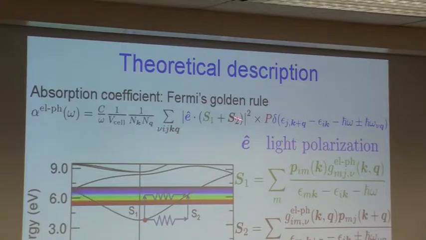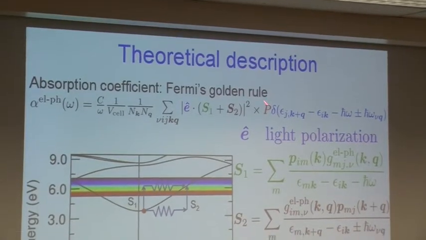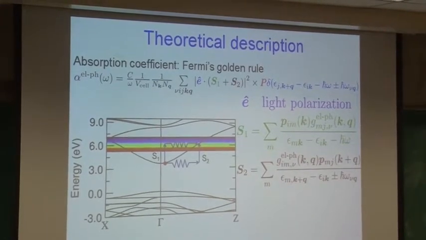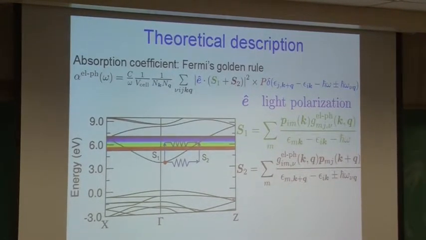The next term we have is this generalized optical matrix element. The way to think about those is schematically depicted here. If you go from an occupied state, you can first absorb a photon to some virtual state. And from this virtual state, you can scatter with a phonon in order to reach your final unoccupied state. That's given by the S1 process.